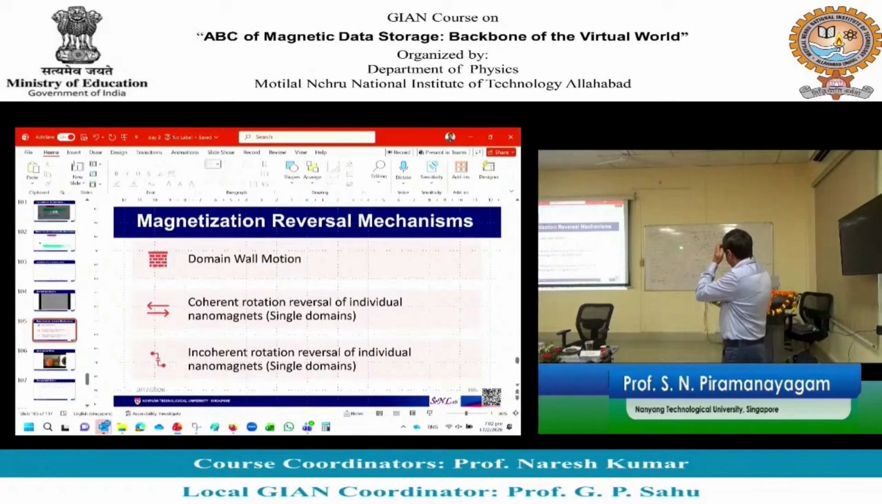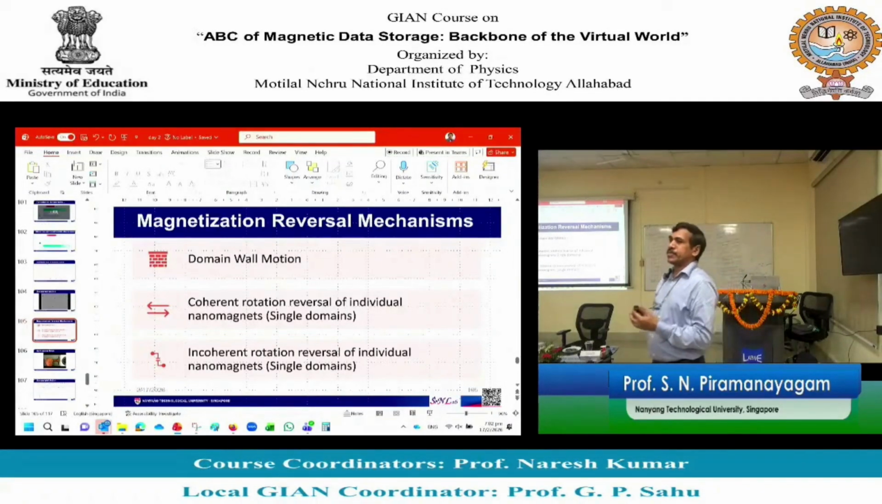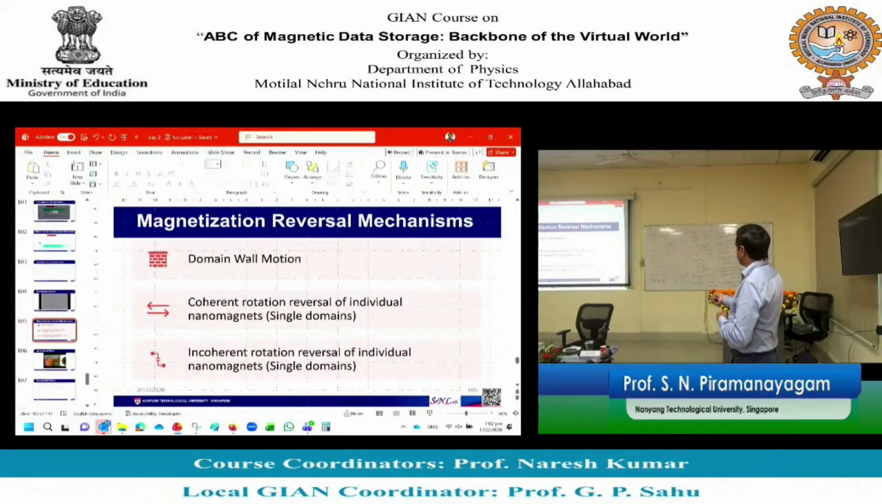So, that is something we learnt. Then how do we measure magnetic properties? How do we find out whether a material is ferromagnetic or diamagnetic? For that I introduced the concept of VSM, vibrating sample magnetometer.